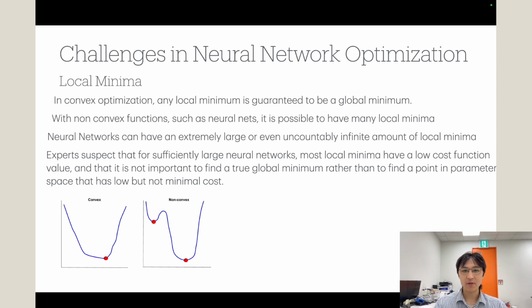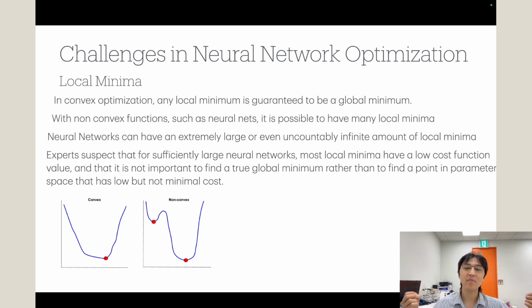The second problem is local minima. Usually neural networks belong to non-convex optimization problems. In convex optimization, such as a quadratic function, any local minimum is guaranteed to be a global minimum, which makes our task much easier. But in fact, neural networks are non-convex, which means that there are plenty, usually an infinite number, of local minima in that network. Experts suspect that for sufficiently large neural networks, most local minima have a low cost function value, and that it is not important to find a true global minimum, but rather to find a point in parameter space that has a low but not minimal cost.